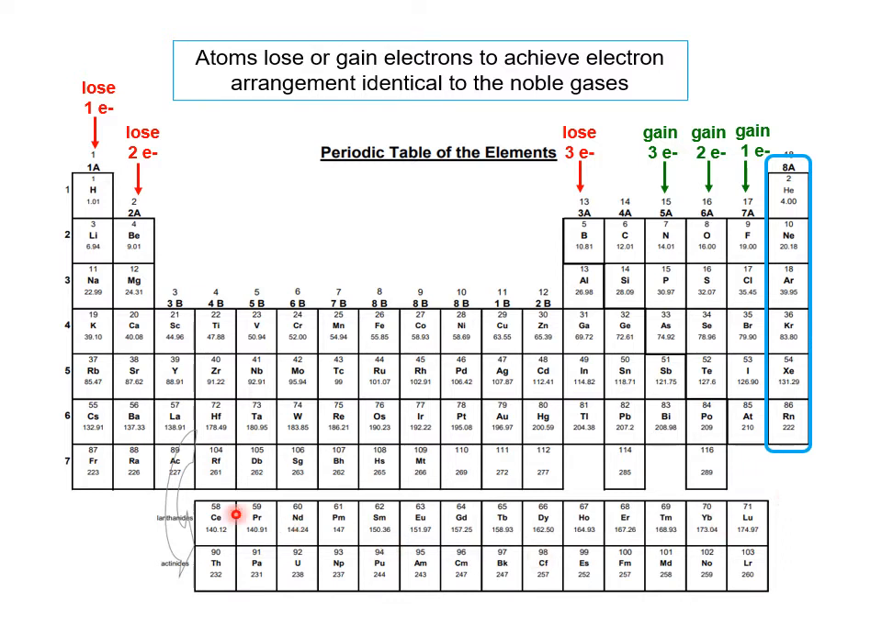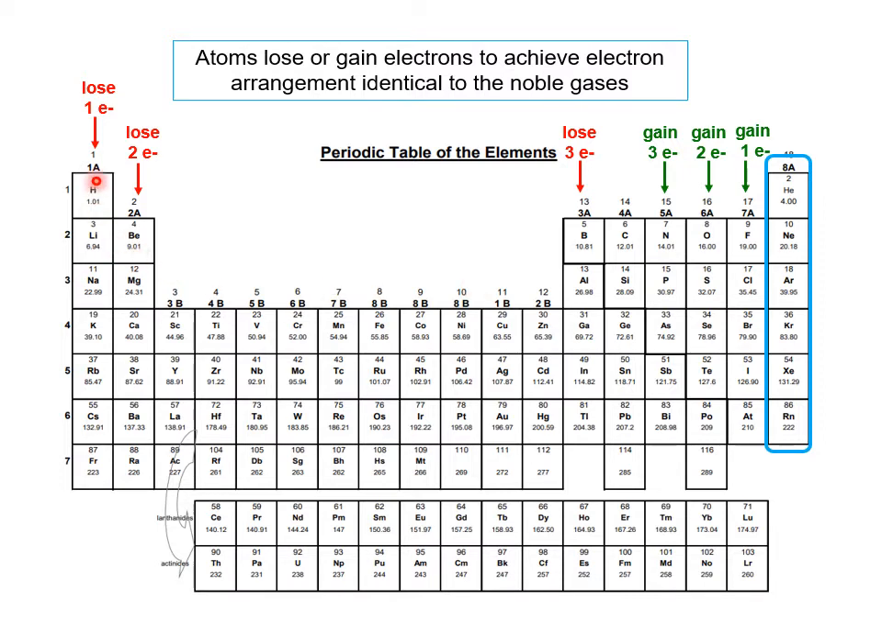So all the other elements on the periodic table want to be like the noble gases and have the same number of electrons as the nearest noble gas. So for example, lithium has 3 electrons. The nearest noble gas to it has 2 electrons. That's helium, right? It's the top number here. So lithium likes to lose 1 electron.